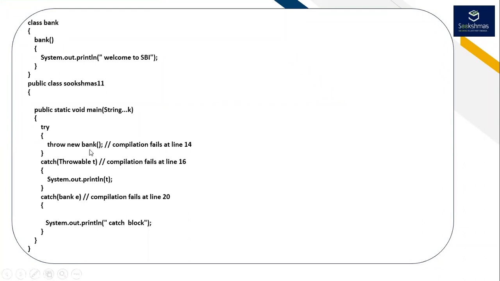Throw new Bank. I have also created the constructor of the class. Definitely, when you create an object for the class, the constructor of the class will be executed. Then after that, we are throwing the user defined exception. I have the catch block also, and one more catch block, Throwable. Throwable is the root class in the exception hierarchy. Now predict the output of this code.